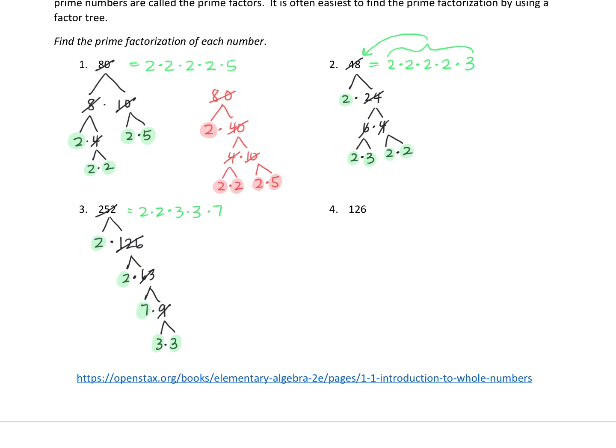All right, 126. Well, actually, we just did 126 right here. So in the previous problem, we've got the factor tree for 126. So 2 times 63, 9 times 7, 3 times 3, and then all of these are my prime numbers. So my prime factorization of 126 is 2 times 3 times 3 times 7.